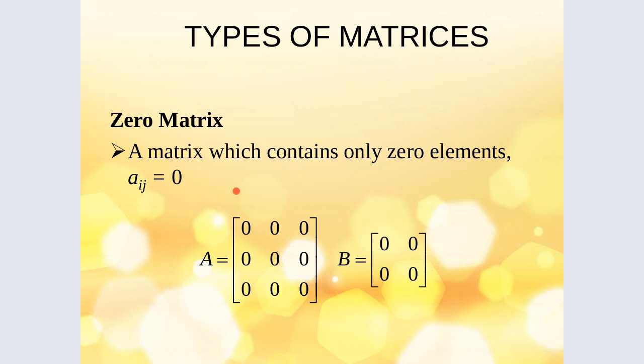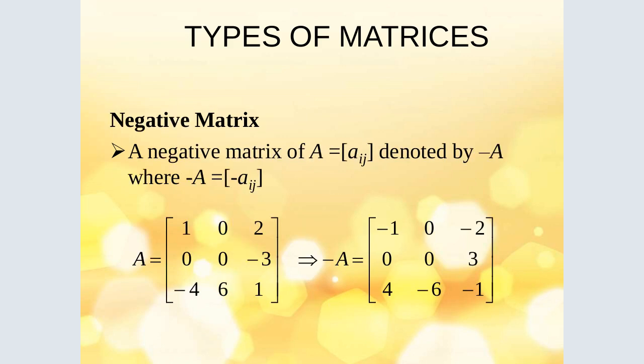When you talk about a zero matrix, all elements in that matrix equal 0, like what we can see in that case. Then we have a negative matrix.